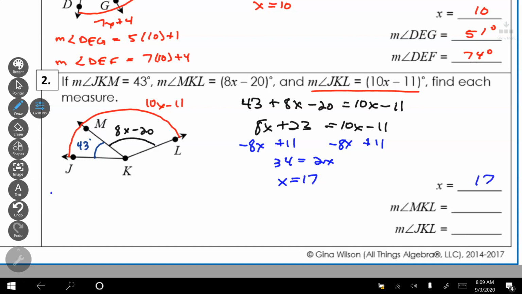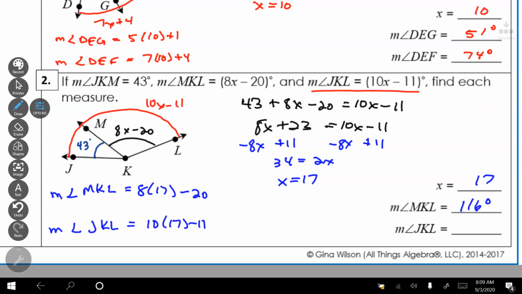And I go through and find the measure of angle MKL, which is 8 times 17 minus 20, which is 116 degrees. And then the measure of angle JKL, the big giant angle, which is going to be 10 times 17 minus 11, which is 159 degrees. And it better be 159 because I already had 43 plus the 116 is 159.